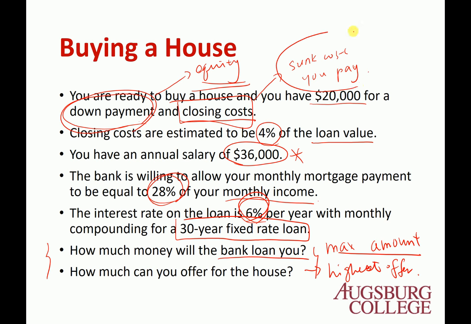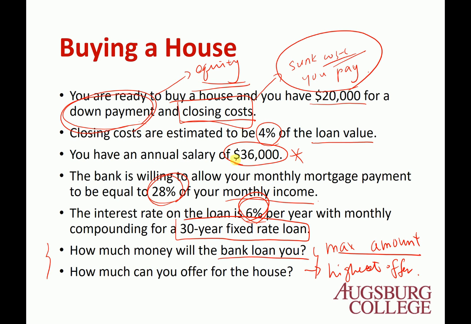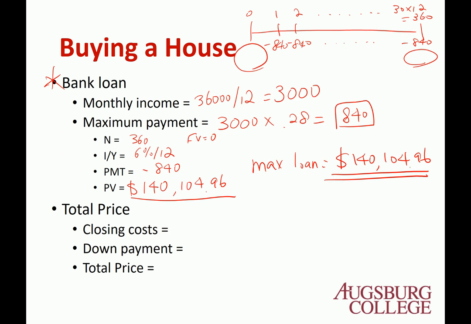This is the cost, so it does not go to the equity. It is not included in the housing price. This is the cost to buy a house. So the closing cost will be estimated at 4% of the loan value. So your maximum loan of $140,104.96 times 4% is $5,604.20, which will be your closing cost. So that's the cost you pay.